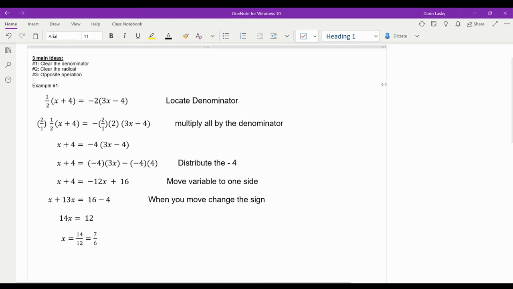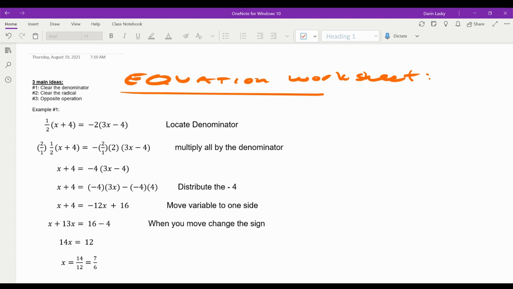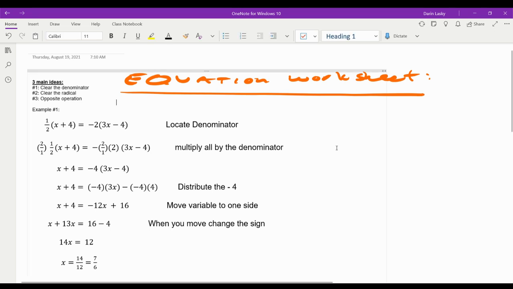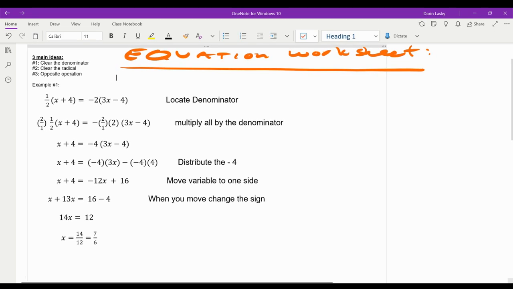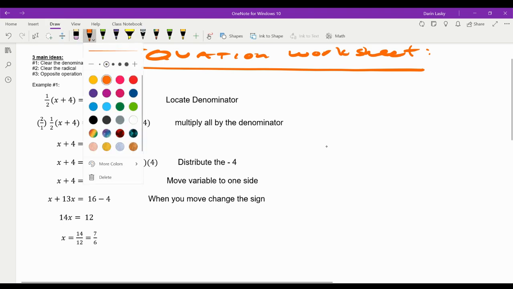Let's tackle this. All right, so today, this is our equation worksheet, and we're going to tackle how we tackle equations here real quick. So let's look at this. Let me change this so it's a little thinner. It's a little too thick.